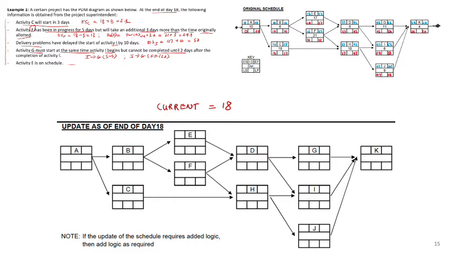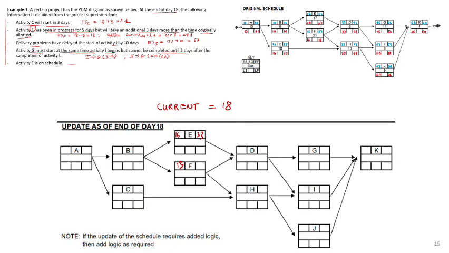So F is already started, and it started on day 13. And then E, it is on schedule. That means the starting and finish should be similar to the original plan. So it's 16 and then finish on day 33.